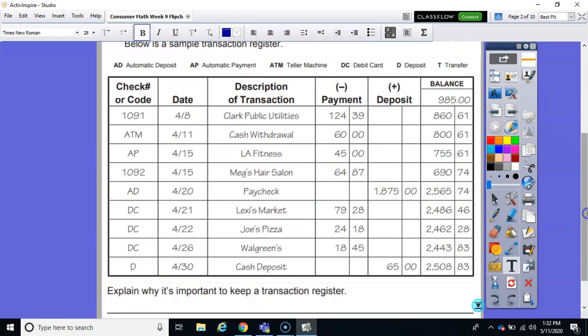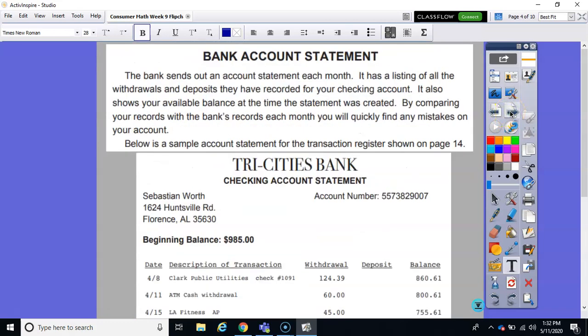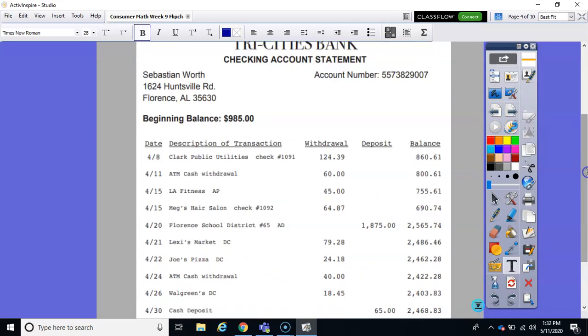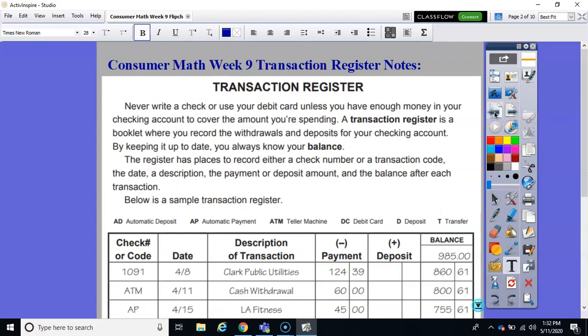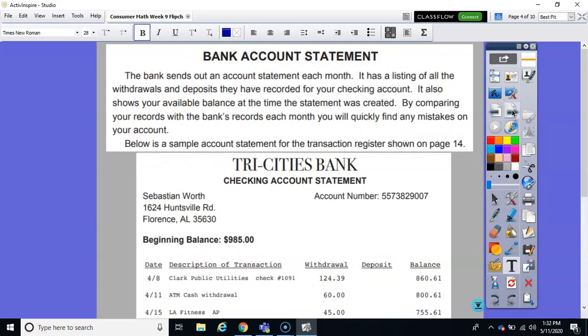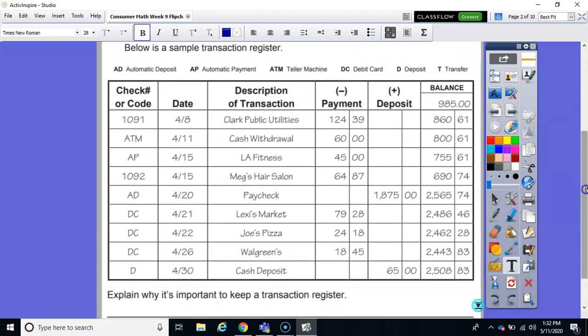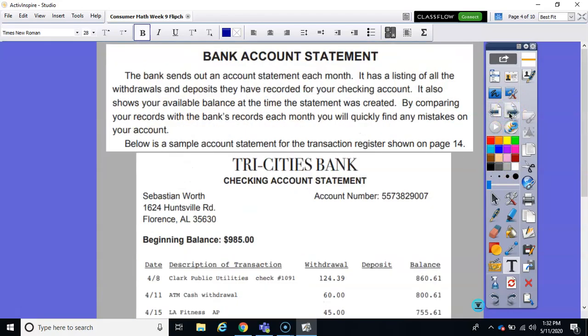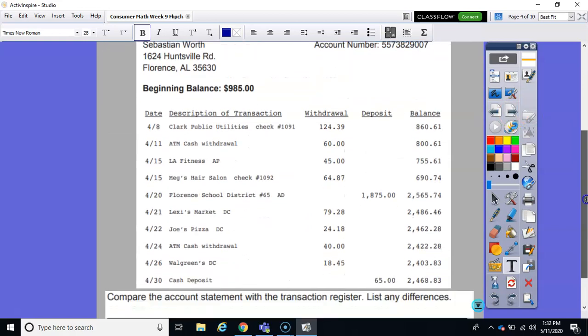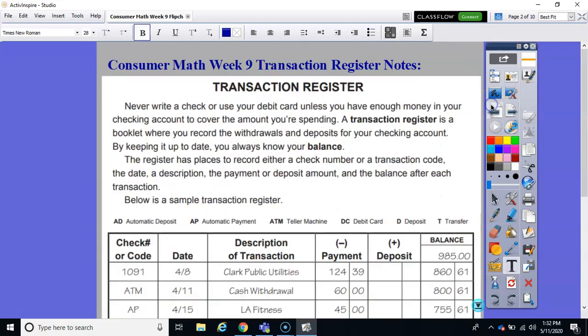That's what we had. And then back and forth. All right, and then we had an ATM cash withdrawal of $60. That's true. Then LA Fitness was $45. That's the next thing we had as well. What else we got? Meg's Hair Salon, $64.87.